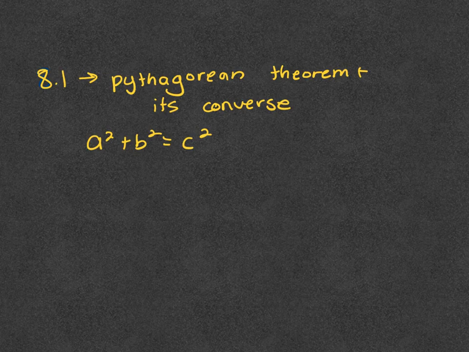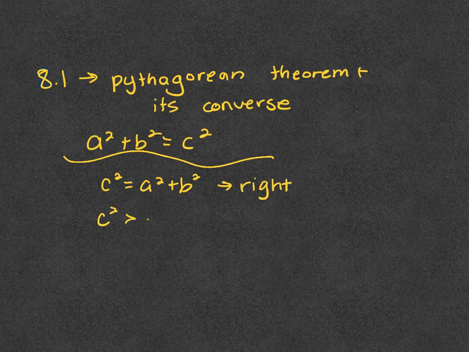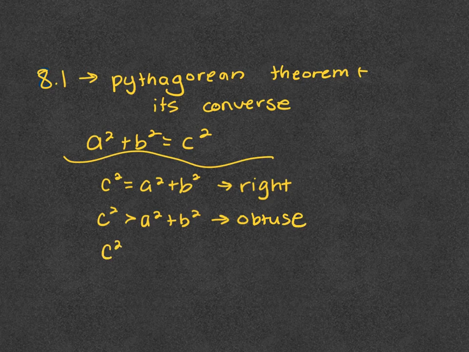Then the converse came in: if c squared equals a squared plus b squared, what kind of triangle is it? Right. If c squared is greater than a squared plus b squared, now it's obtuse. And if c squared is less than a squared plus b squared, it is acute. Good. And the biggest thing we have to do with that is make sure the biggest side is the one that's by itself, right?